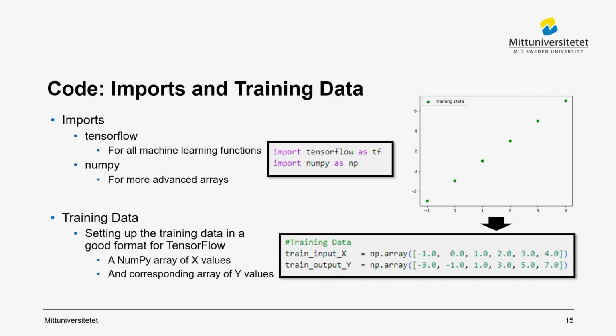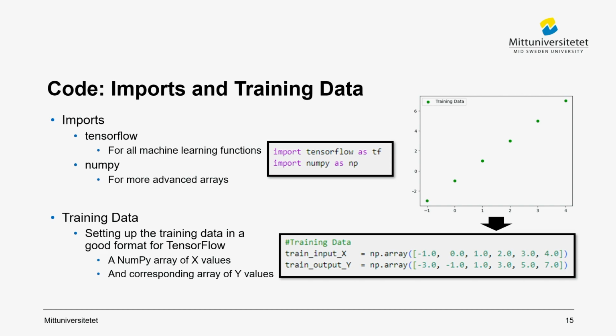And then we need to do the data pre-processing, right? We need to set up the training data in a good format so that TensorFlow can use it. And then we create these two NumPy arrays that you see here down on the left. We will have an array of X values and an array of Y values that corresponds to the training data that you see in the graph.